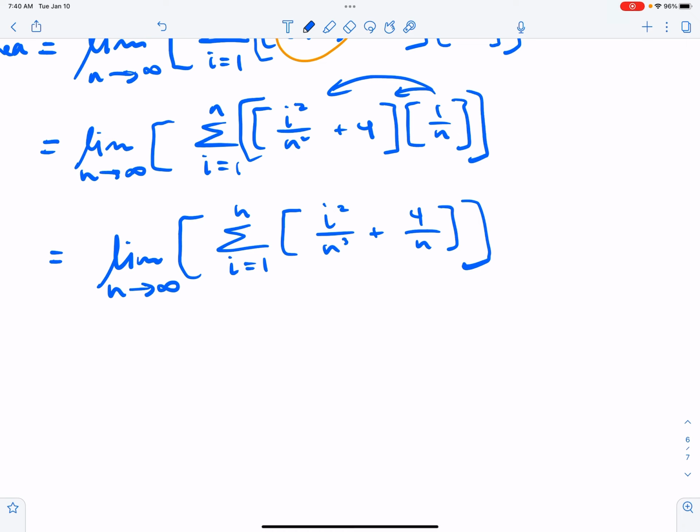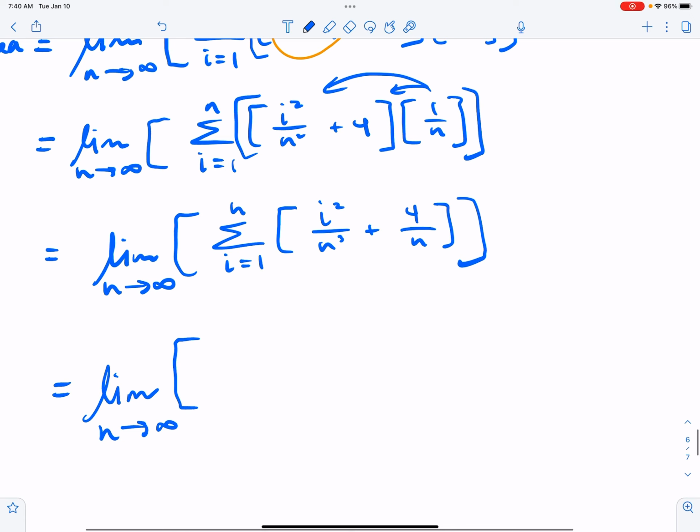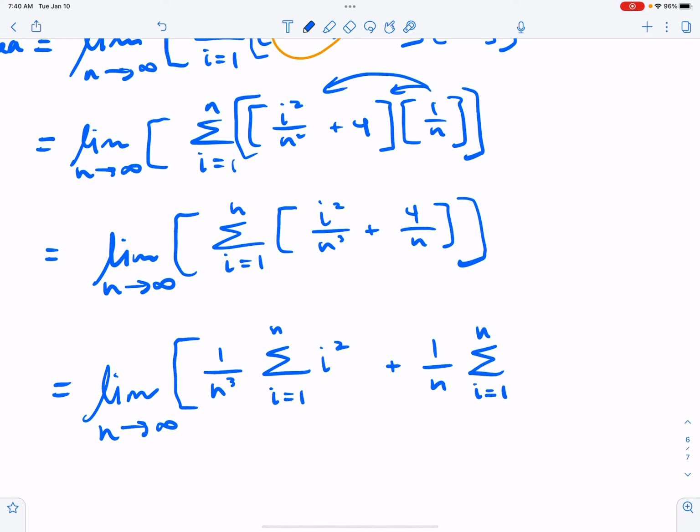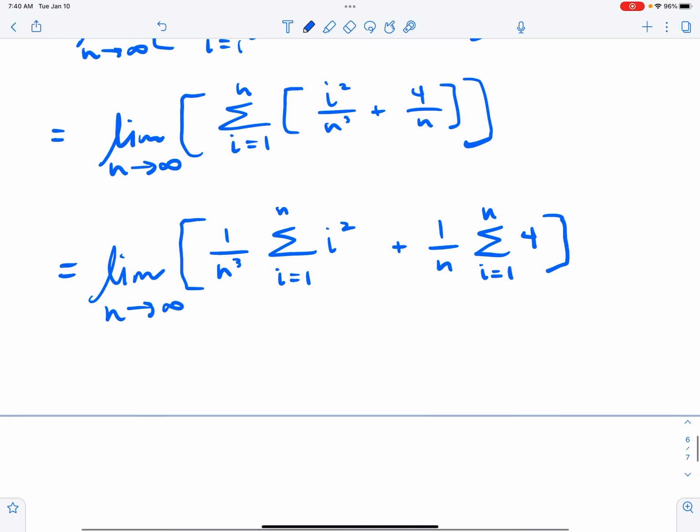And now I will split up that sum of sums. So we have, and I'll pull out 1 over n cubed because that can be treated as a constant. So it'll be 1 over n cubed times the sum from 1 to n of i squared. And I have the summation formula for that. And then pulling out the 1 over n, and I have the summation formula for the constant.